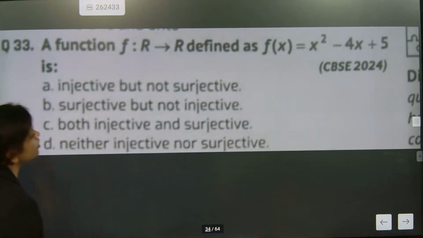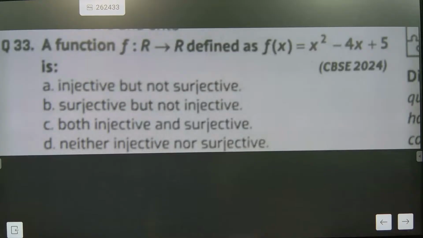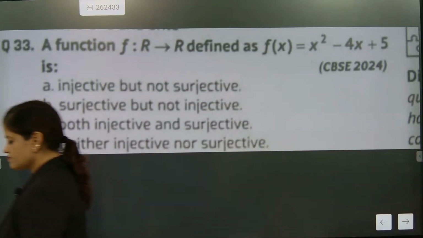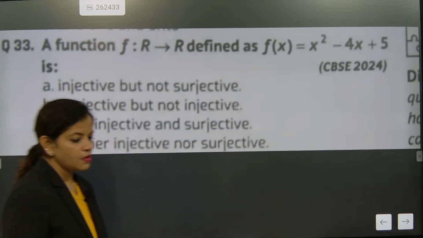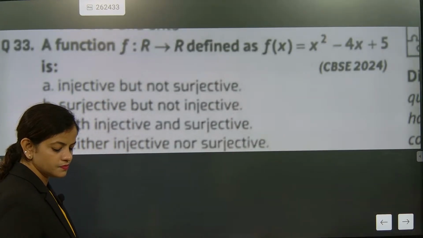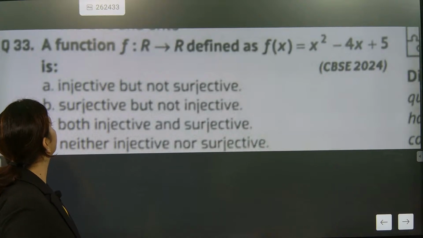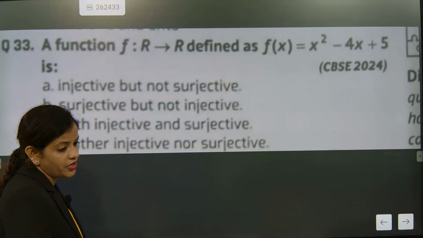Now CBSE 2024 question, come on, go for it, children. Don't make a mistake in this question. What is the answer, Kishore? Come on, try this question. This is quadratic. You need to check this very carefully.